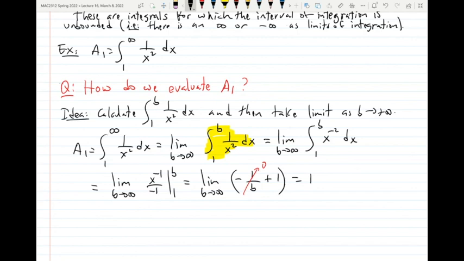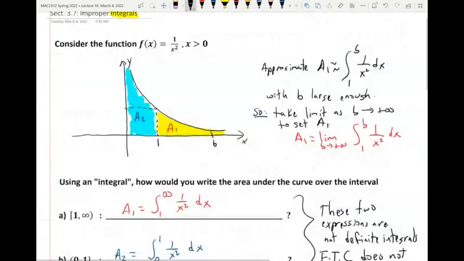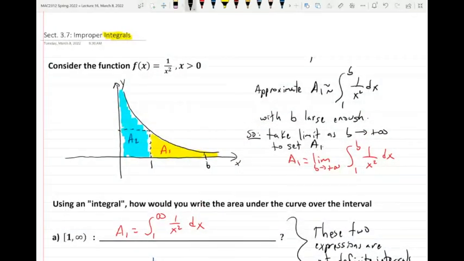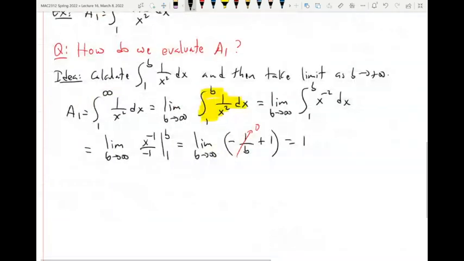So basically, what this calculation just showed is that the expression 1 minus 1 over b approximates the area. For example, here, this A1 will be approximated by 1 minus 1 over b, because that's what we obtain when we calculate the integral from 1 to b of 1 over x squared, okay? Of course, if your b is very small, your approximation is not good because you're missing a lot of stuff. But the bigger b gets, the closer your approximation is. The biggest b can get is approaching infinity, and therefore it's going to get closer and closer to 1. So there it is, 1. Does that make sense? So that's how we deal with type 1 integrals.